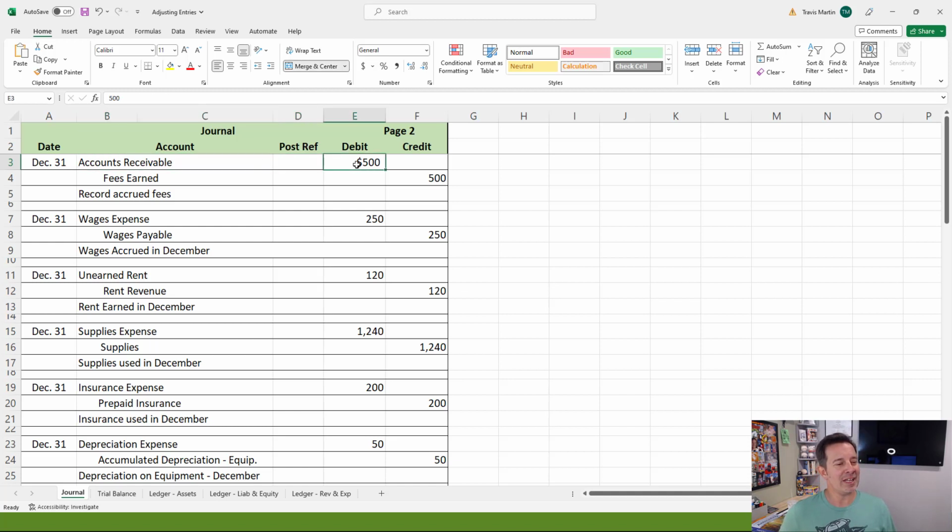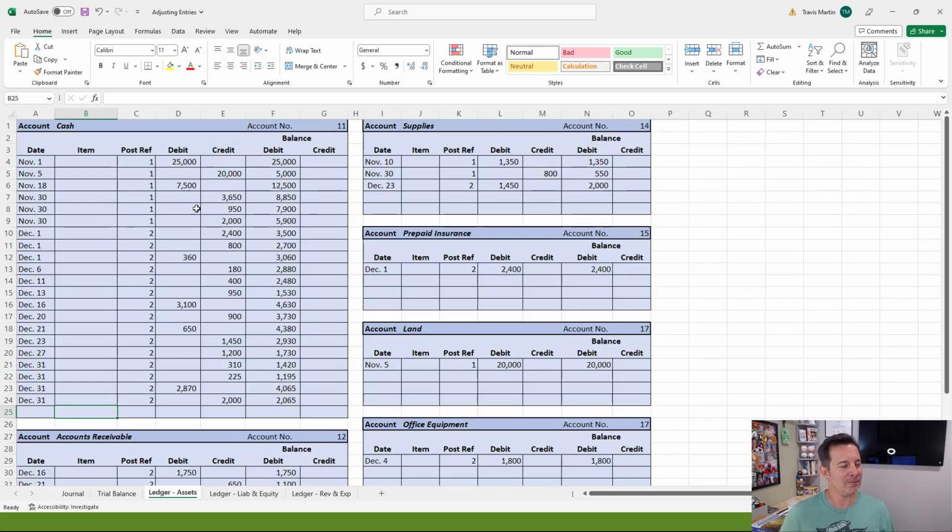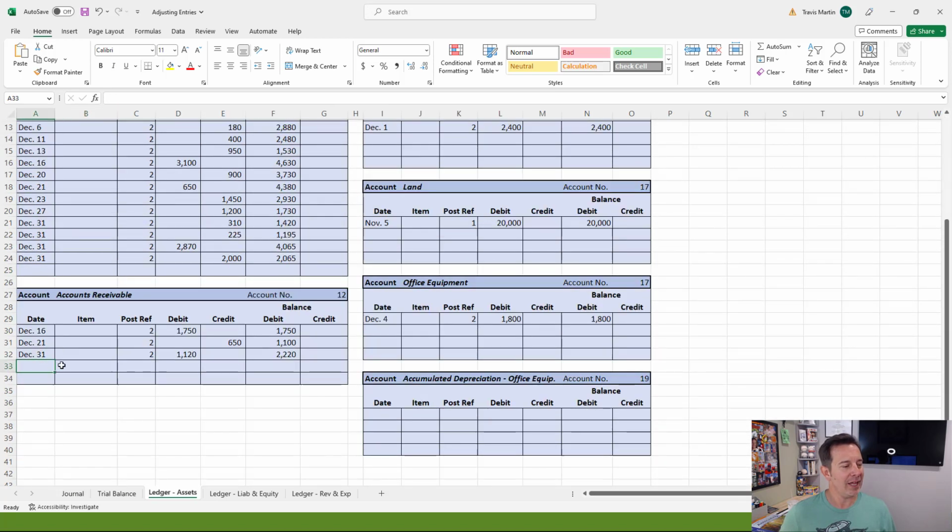Accounts receivable, we got a debit of 500. We'll find that asset ledger account for accounts receivable. And it's going to be at the end of the period when we made that entry, December 31. Now under item, I'm going to fill in adjusting. So we know that it was an adjusting entry. Normally, we haven't put anything in there because they're just regular run-of-the-mill journal entries. But now we have adjusting entries. We're going to label it as an adjusting entry.